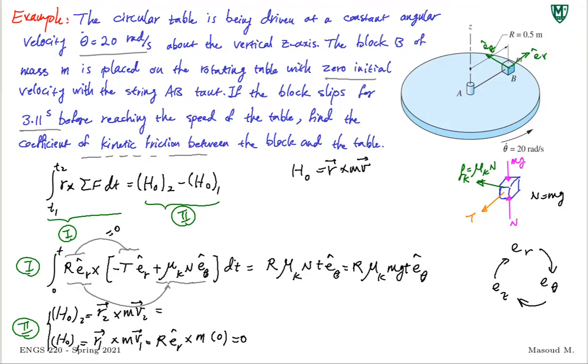Let's look at the second position. R2 is R e_r cross m, and V2 will be m V_r in the polar coordinate system, so this becomes R theta dot, let me write it properly, e_theta.